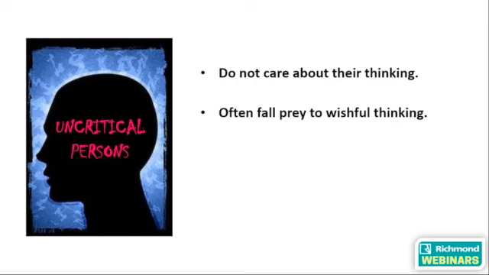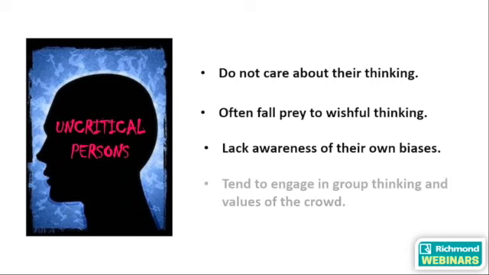First, an uncritical person. What's an uncritical person? This type of people, they don't care about their thinking. They just may take a decision, but don't even think if it's going to be good or bad for them. Often they fall prey to wishful thinking, which means like, oh, I just wish it happened to me, but they don't take action on what they want to do. And obviously they lack awareness of their own biases, so they don't even know what their beliefs are. Also, they tend to engage in group thinking and values of the crowd. So they don't have personal beliefs or a series of their own criteria. So they do what the others do. Yo hago lo que dicen los demás.